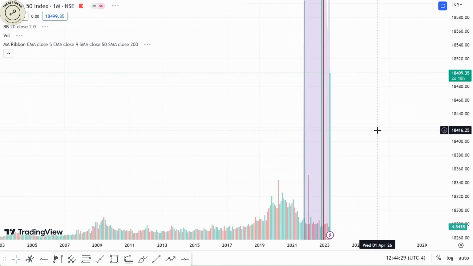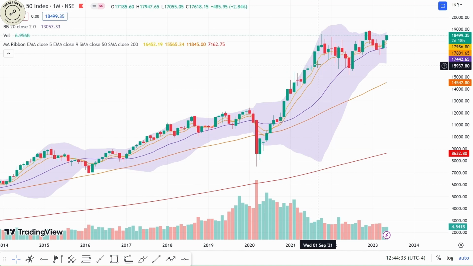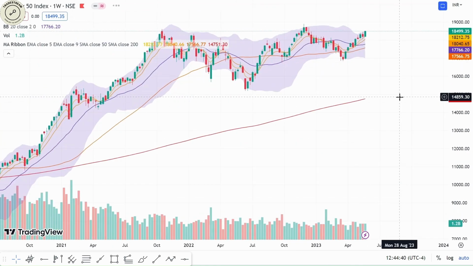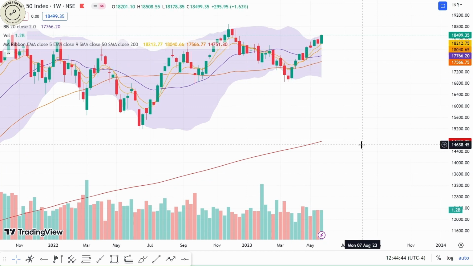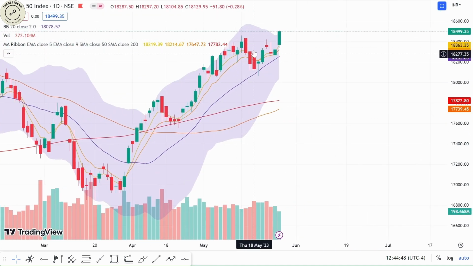I'll show you from monthly. Here the price was trending as it was above the 5 and 9. Starts to take support at 20. This is the monthly. Go to the weekly. The price is trending, just because it's above those moving averages. 1D. Here it starts to drop below 5 and 9, starts to play around, take support again at 20.